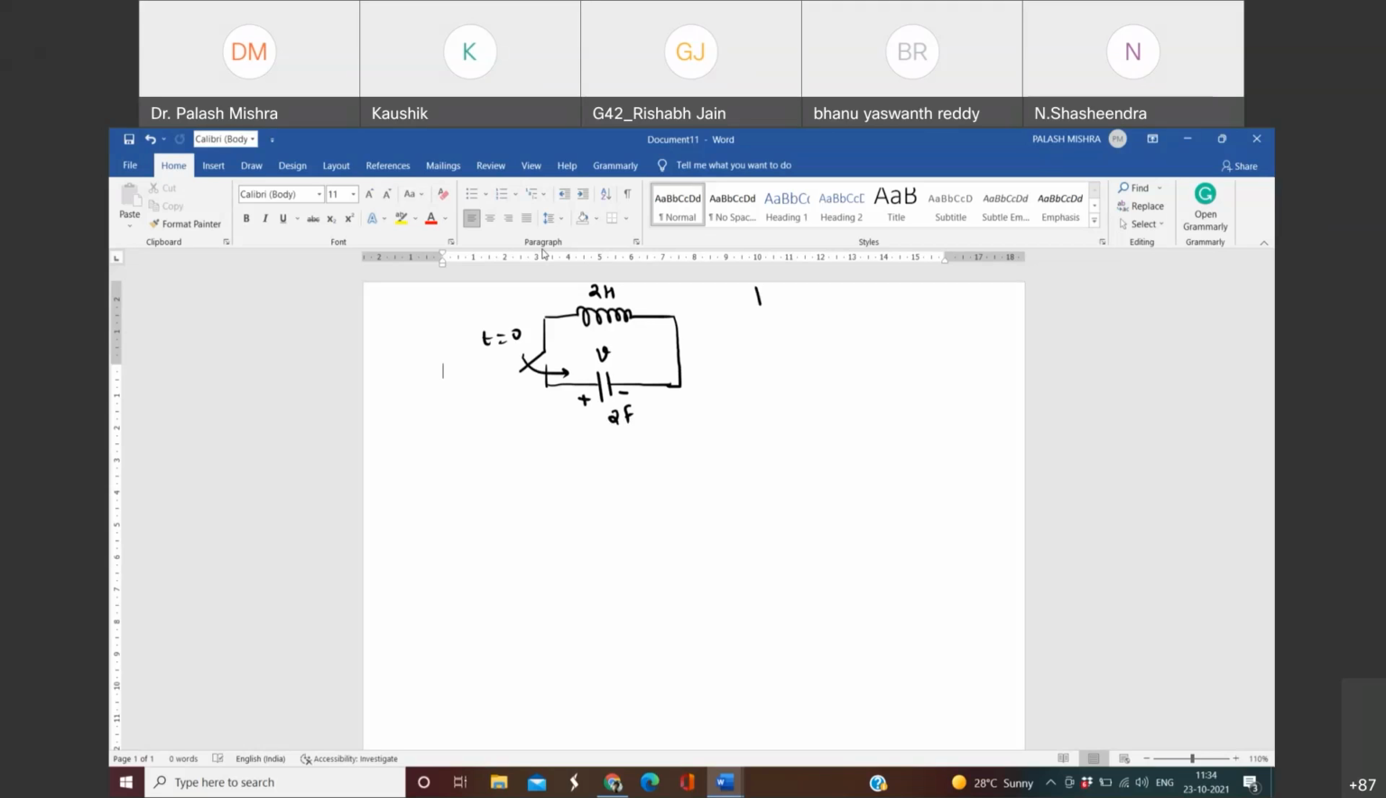And it is given that V0 minus is 10 volts and I0 minus is 0 amperes. You have to find out the current in the circuit I and the voltage V in this particular circuit. So tell me how to proceed further, how to start doing this question.